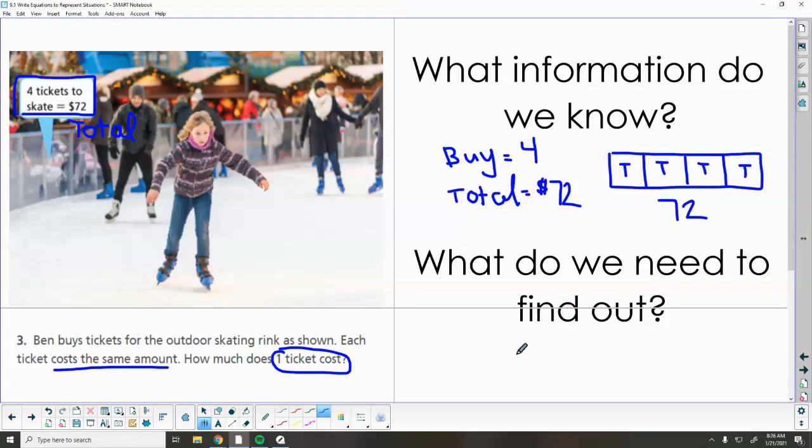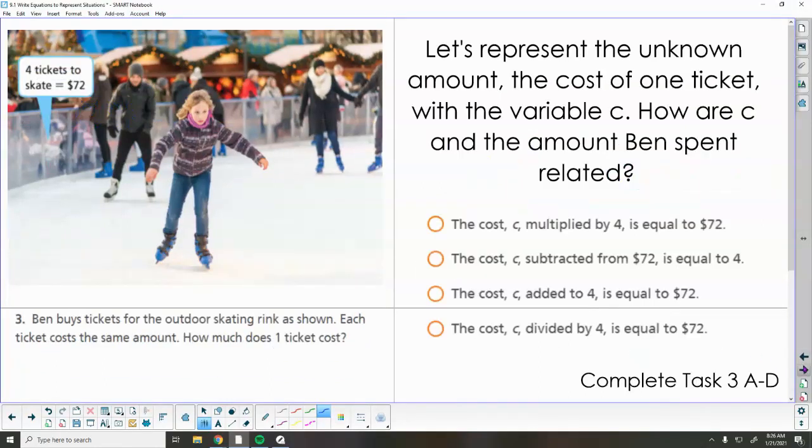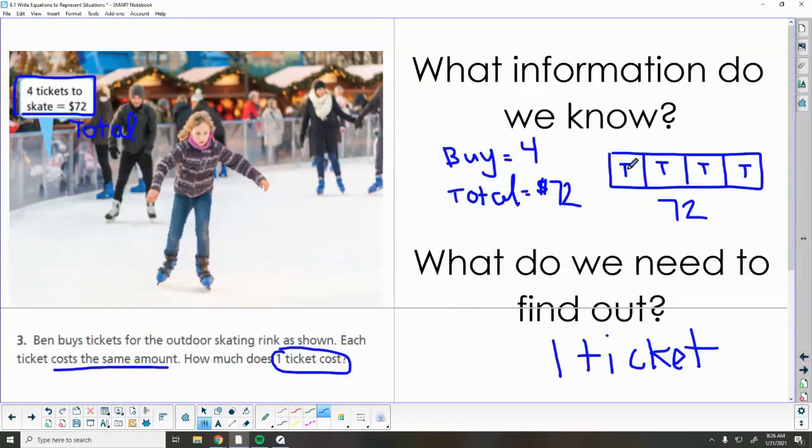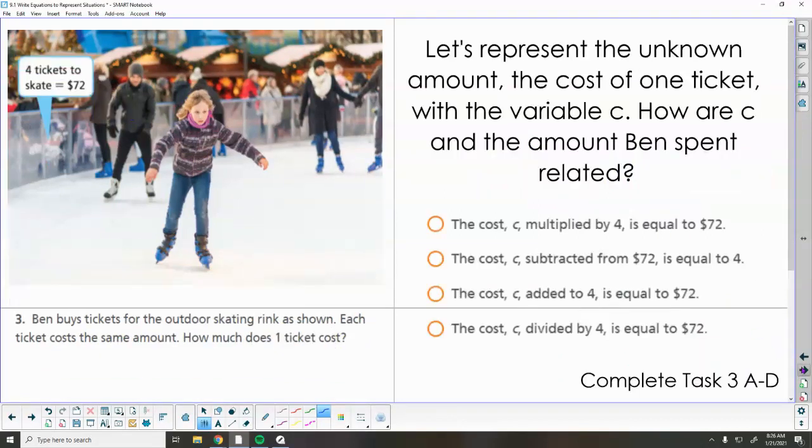So what do we want to find out? We want to find out the price of one of these tickets. So we want to know the price of one ticket. So using that information, we're going to say that the unknown cost of one ticket is C. So I put T's for ticket and they chose to put a C for cost of the ticket. So we can just switch those out. So these are all C's. We want to know one of these C's here.